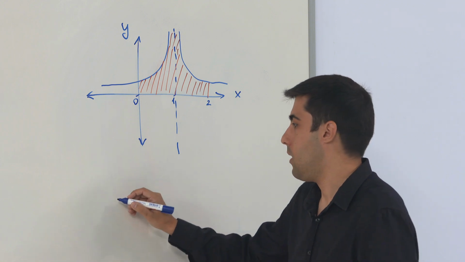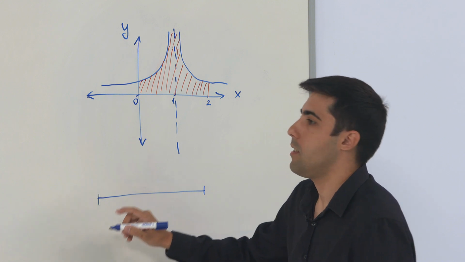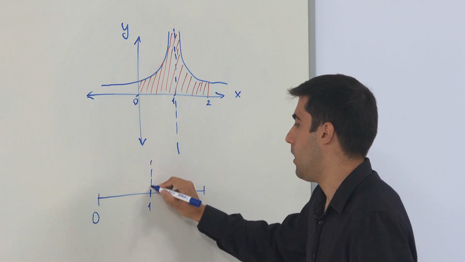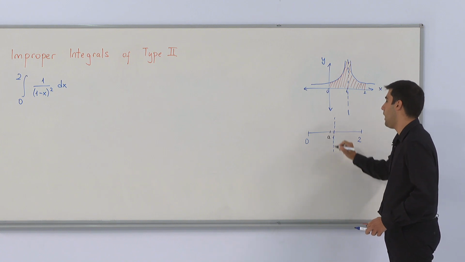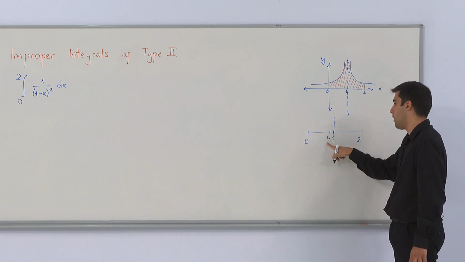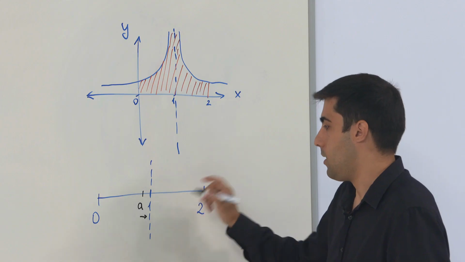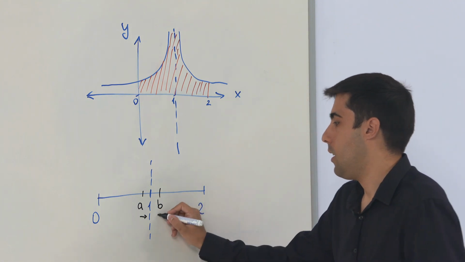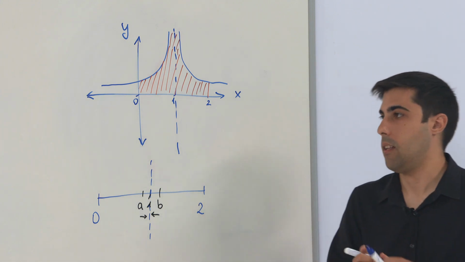This is different from the previous two examples. Here, I want to calculate the integral between 0 and 2. However, the problem is at 1. So to overcome this issue, I'm going to pick another point a, let's say a over here, and then integrate from 0 to a, and then let a go to 1. And similarly, here I will integrate from b to 2, and then let b go to 1 in the limit form.